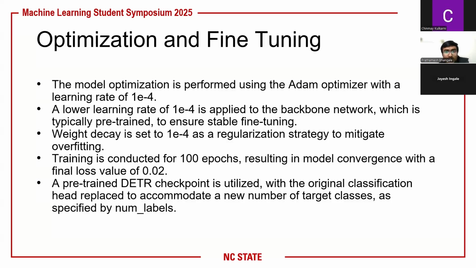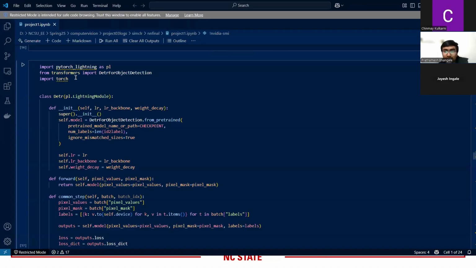We trained the model for 100 epochs, during which we observed steady convergence with the final loss dropping to 0.02. Additionally, we replaced the original classification head with a new one to predict only one class, pedestrians. This made the model more task specific and improved both accuracy and training efficiency. Here is the code that we used to fine-tune the DETR model using the PyTorch Lightning module.